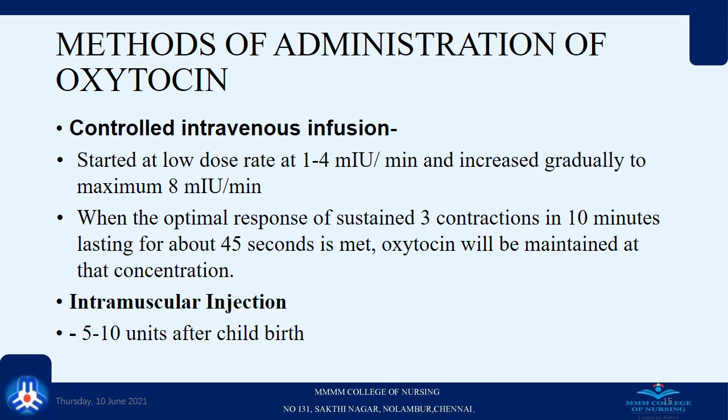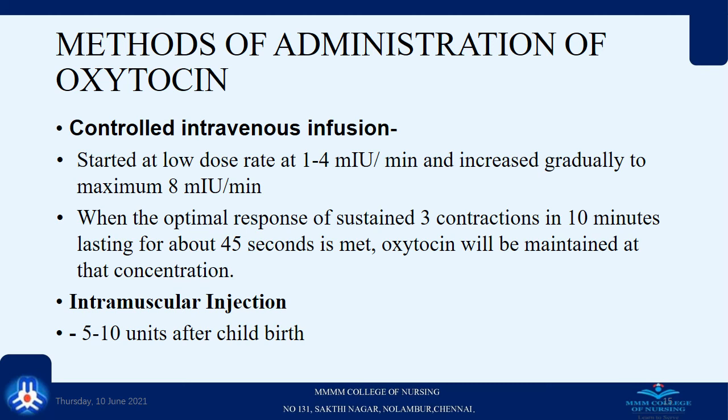So next we can see what are the methods of administration of oxytocin, how we can administer oxytocin. First is through controlled intravenous infusion. We can administer the oxytocin through IV infusion. And the second one is through intramuscular injection. So we can administer it through intravenous or intramuscular injection.